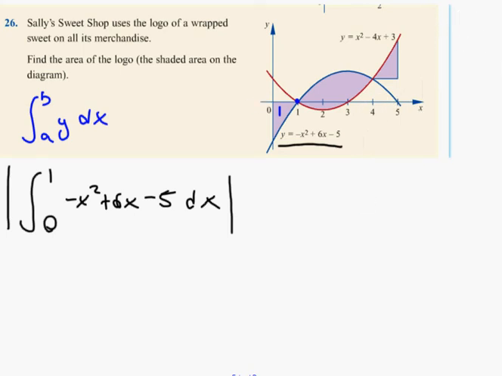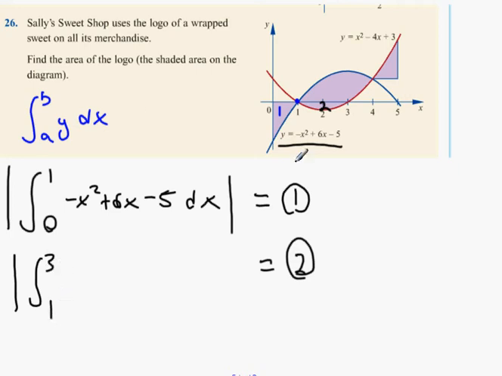Okay. Next thing I'm going to go for is part 2. Part 2 is easy to get. So I have area 1, and now I'm going to go for area 2. This is just getting you chunks of marks right away from the start. Just break it up into different areas. 3 to 1. And then what's that going to be?